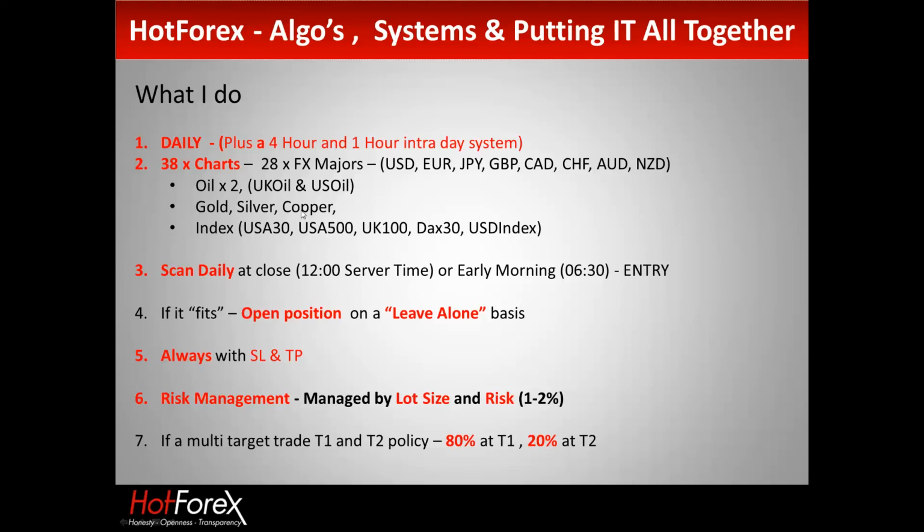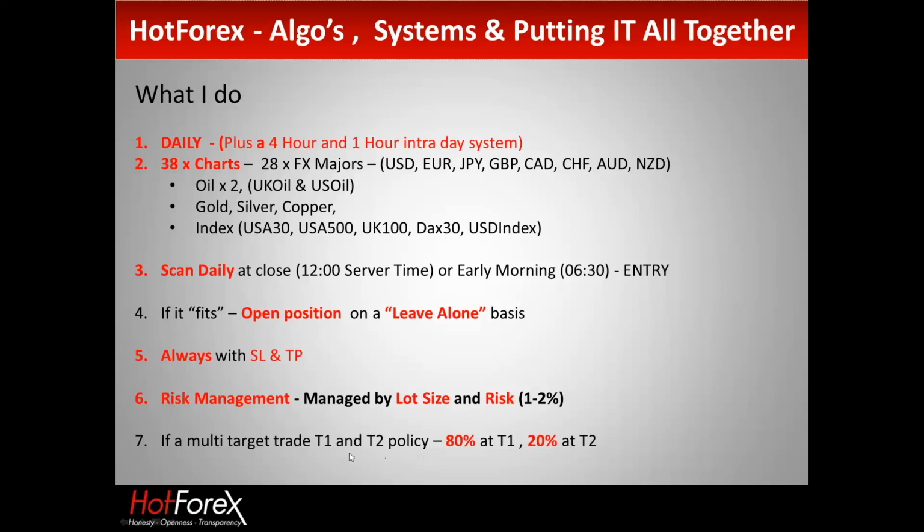Sometimes copper moves in the opposite direction to gold and silver, and gold and silver don't always move in unison. Same with the oil pairs, but quite often they do. So it's all about that sort of thing as well, minimizing the risk if you're overexposed to the yen or you're overexposed to all the indices going in one direction. So reduce it that way.